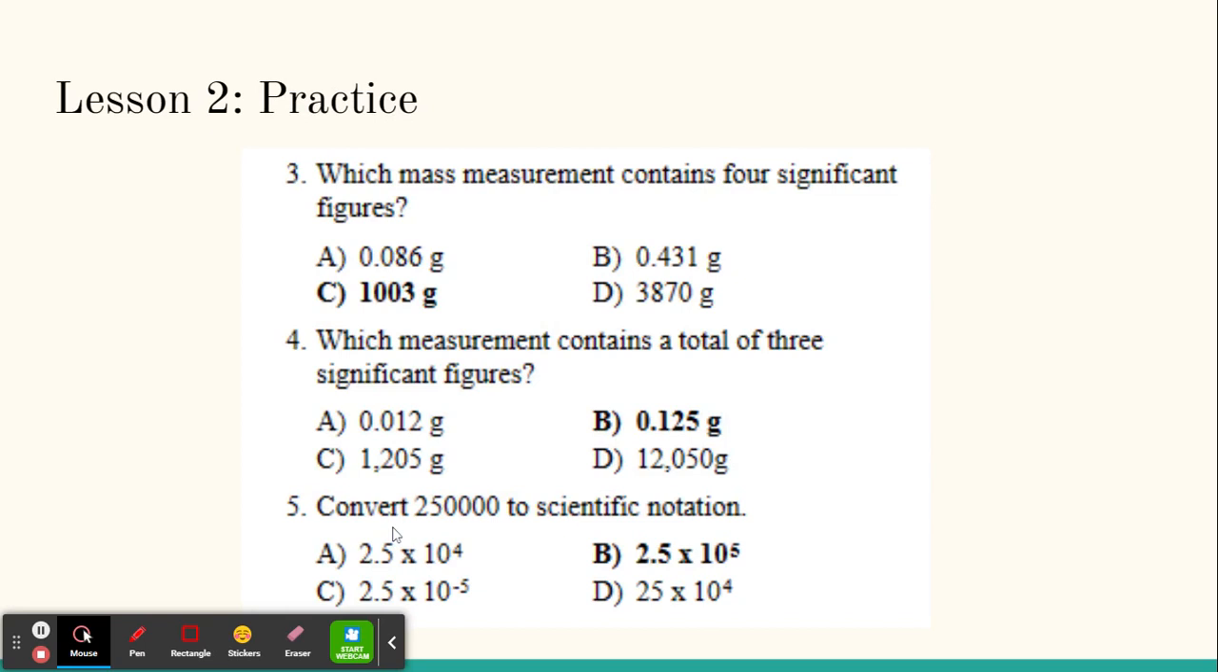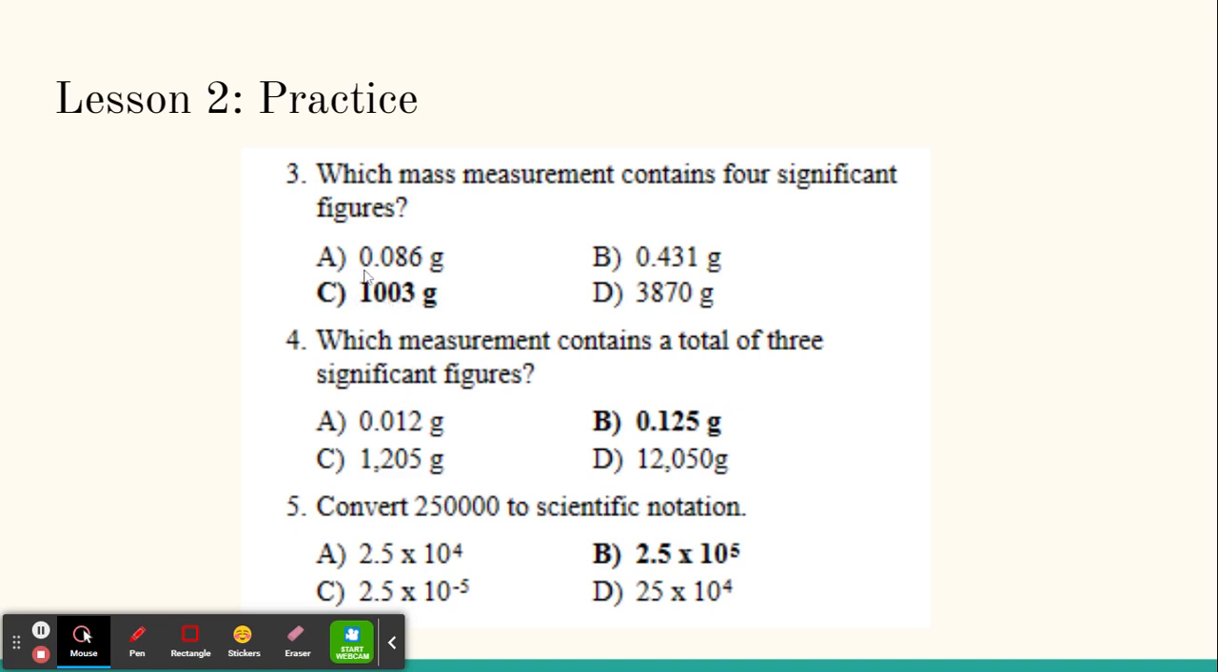So here are some practice multiple choice questions that resemble the pre-AP chemistry curriculum. So number 3, the number with four significant figures would be 1003, because since the decimal place is absent, you start from the right and you count going from right to left. So it would be 4.